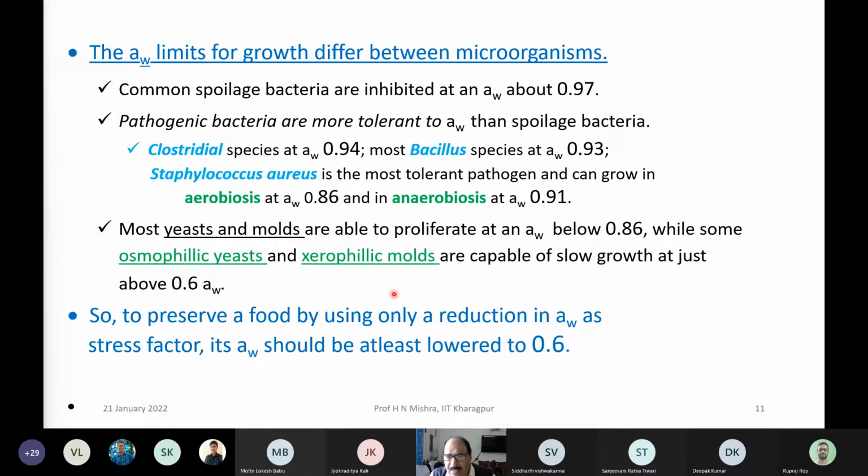However, below this, some chemical reactions may be catalyzed, like lipid oxidation, which take place at a very, very low water activity. But to preserve a food using only reduction of water activity as a stress factor, water activity should be lowered to 0.6. This will make the food microorganism free, as it will not support the growth and multiplication of microorganisms. Of course, that food has to be properly packaged and other conditions taken care of.